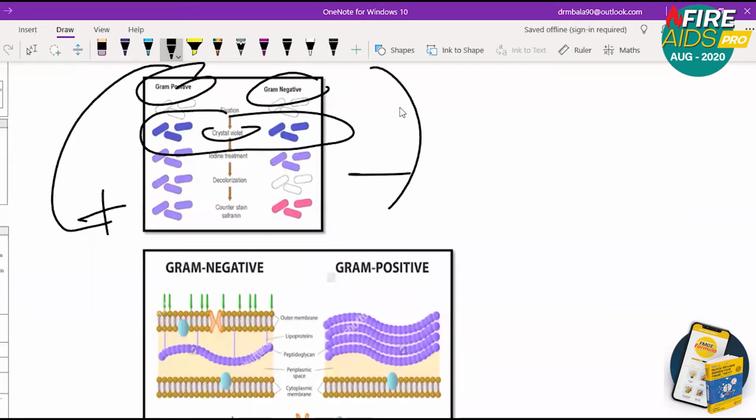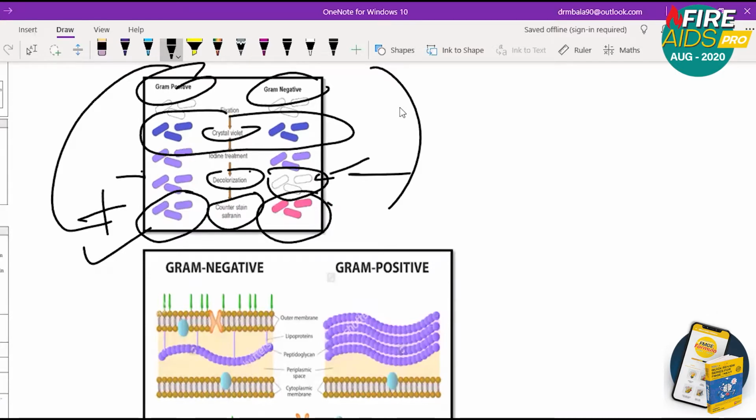After that we treat with iodine and decolorize it. At that point gram negative loses its color, whereas gram positive does not lose its color. Then we add a counter stain, safranin. Since gram positive did not lose its color, it retains the violet or blue color, whereas gram negative is colorless for the meantime, so it picks up the safranin dye. So at the end gram negative is safranin or red in color, whereas gram positive is violet to blue in color. So this is how it is.